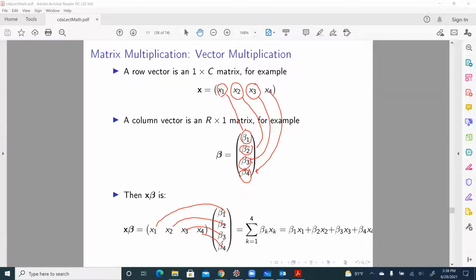So X here is 1 by 4. That is the dimension of X. What about the dimension of beta? It is 4 by 1. Now, once we carry out this element-wise multiplication, we add them together. So the summation becomes beta 1 X1, beta 2 X2, beta 3 X3, beta 4 X4, then sum across. Summation. So that is vector multiplication.